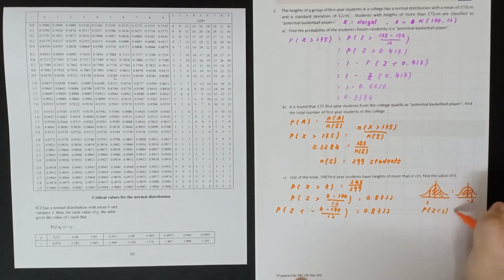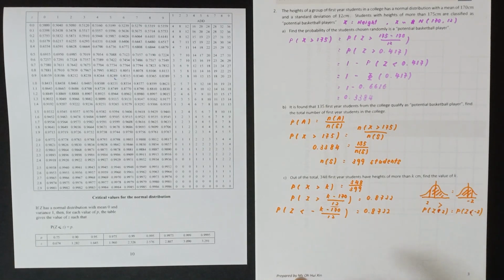Because normally when you want to find P(Z greater than z), it will be equal to P(Z smaller than negative z). This is what you do. So it's the same thing, you try to negative the whole thing. You should be able to understand this part if you already know lesson 2, okay?